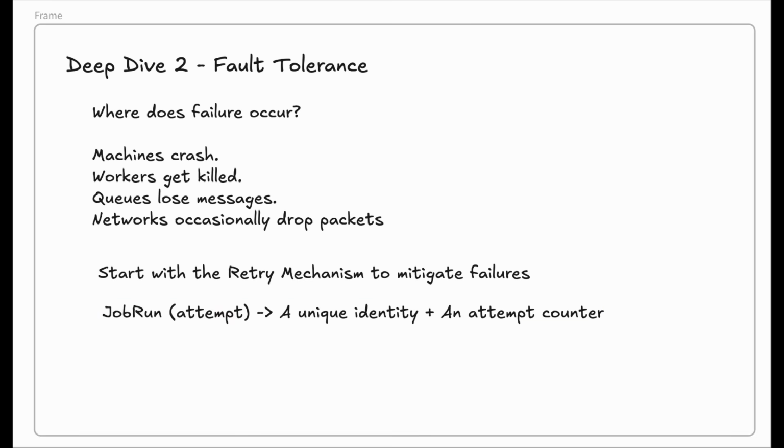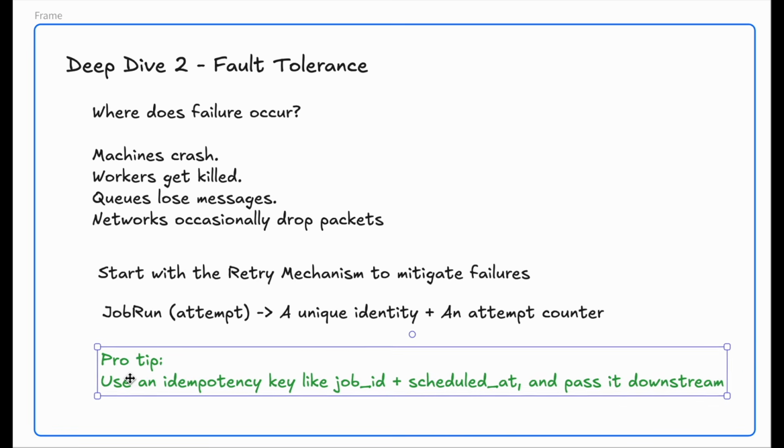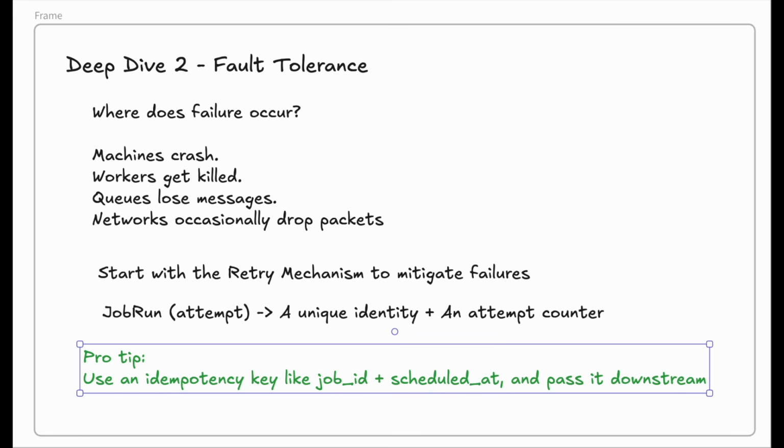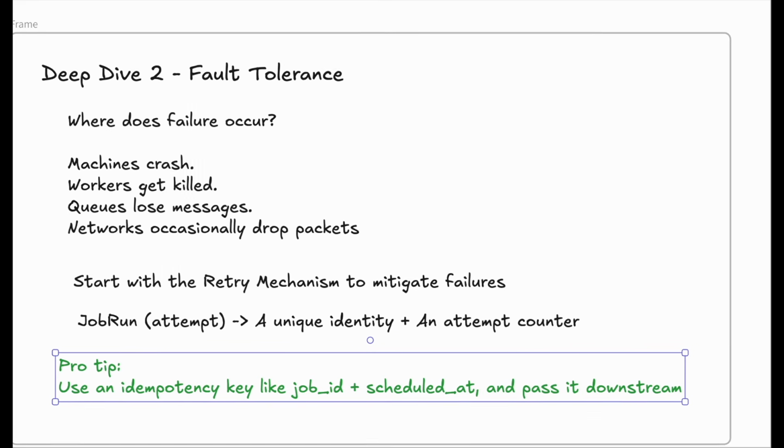And most importantly, idempotency. This means downstream systems, APIs, DBs, anything with side effects will behave correctly even if the same job runs twice. Here is a pro tip. Use an idempotent key like job ID plus scheduled at and pass it downstream. That's how you keep retries safe.